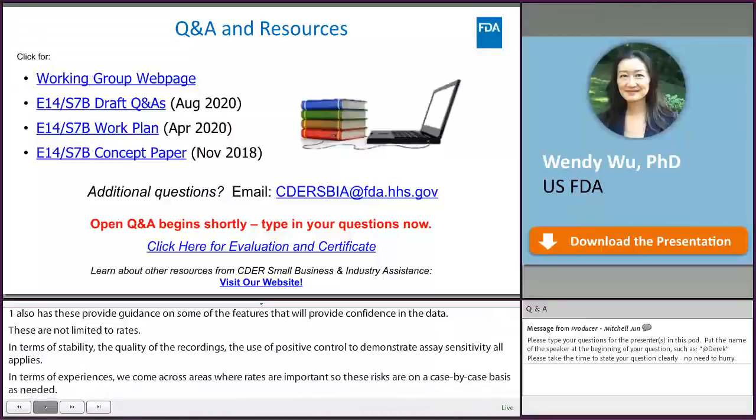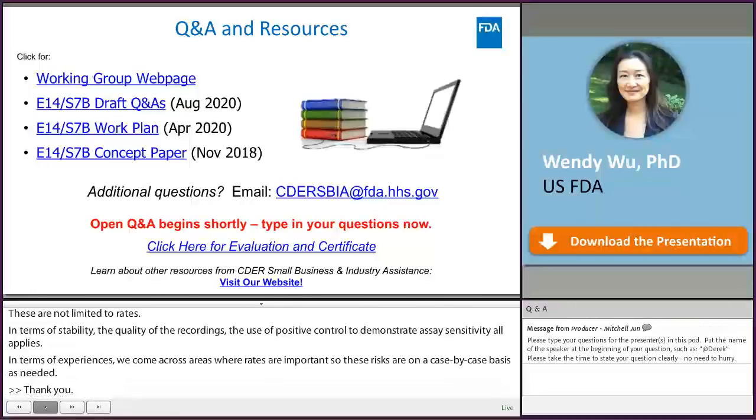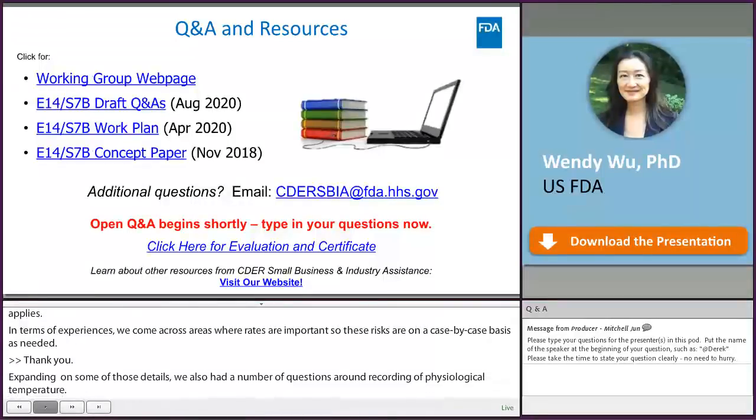Thanks, Wendy. And expanding on the theme of some of those experimental details, we also had a number of questions around the recording at physiological temperature. I think a lot of people would appreciate that can be challenging. Can you maybe expand on the use of physiological temperature and the rationale behind that?